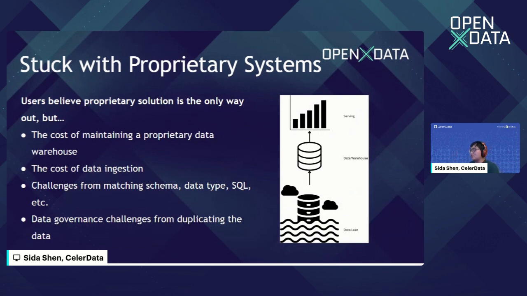You have a source of truth as your data lake, and then you have a data warehouse on top, just for query acceleration. But first, you have to consider the cost of actually maintaining that proprietary data warehouse. It stores a lot of data, it uses a lot of compute, and it's very error prone and expensive.